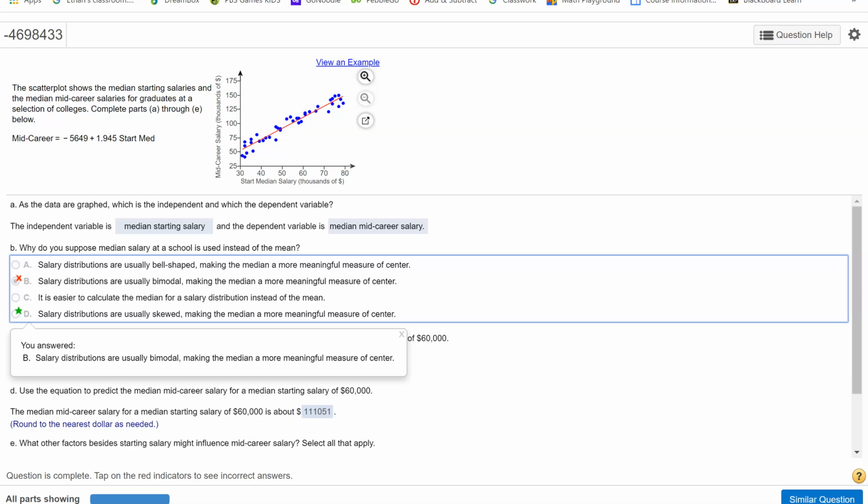It is easier to calculate median. It's not a matter of being easy. It's about the shape of the graph. So D, salary distributions are usually skewed. Yes, because you have those unusually high and low salaries that can skew the data. Typically, it's more unusually high salaries that skew it. There's a natural low salary of $0. You won't have a negative salary, but you could have unusually high salaries. Either way, it can be skewed, so the median is more useful.